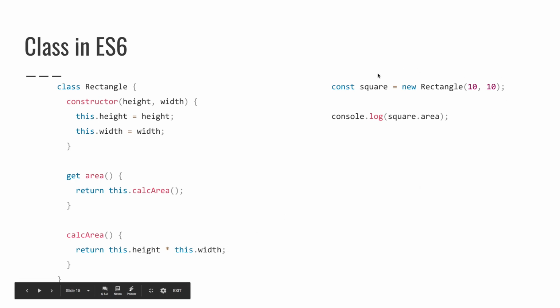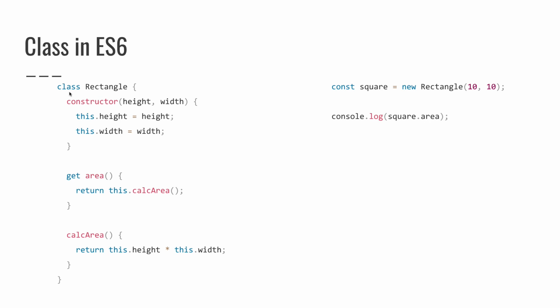And this is how you use it on the right here. So you say a square is a new rectangle with the height 10 and width 10. And then if you want to know the area, you can do square dot area. So you see, I'm creating a new data structure that has methods and properties.